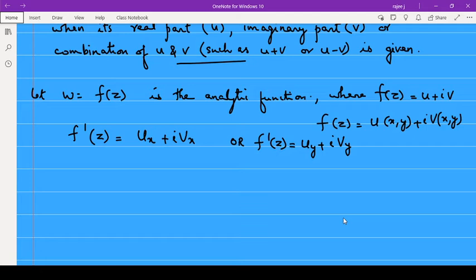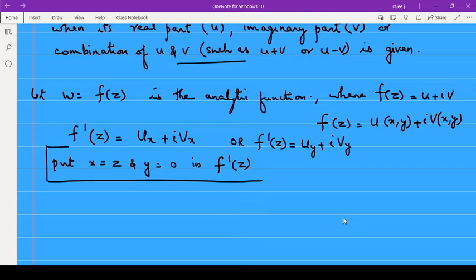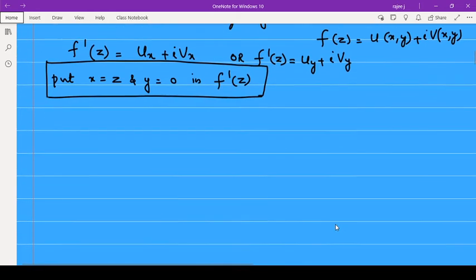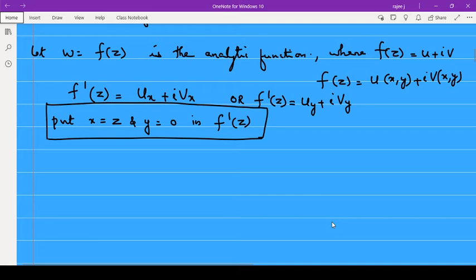First of all we do this, then put x equal to z and y equal to 0 in f dash z. This is the Milne-Thomson method. In every problem, this is what we do. Wherever x is there, put z, and wherever y is there, put 0. Then we get f dash z as a function in z only, and then you can integrate that and find the solution.